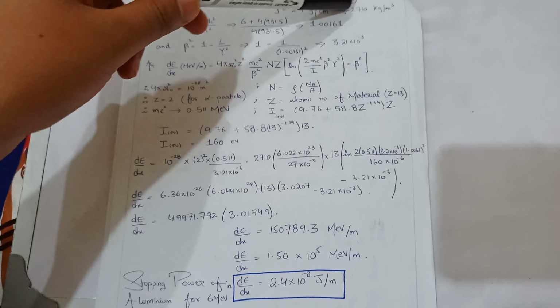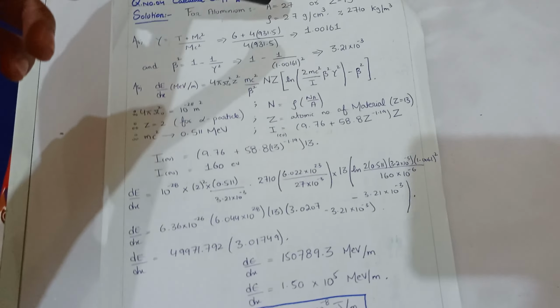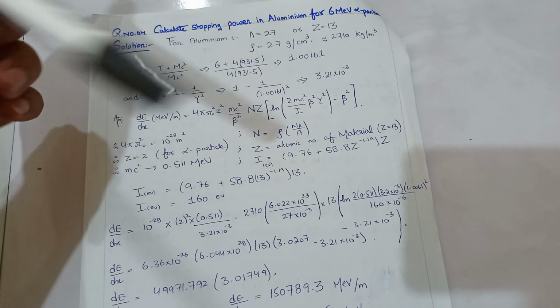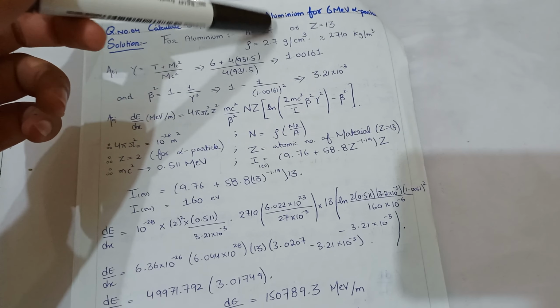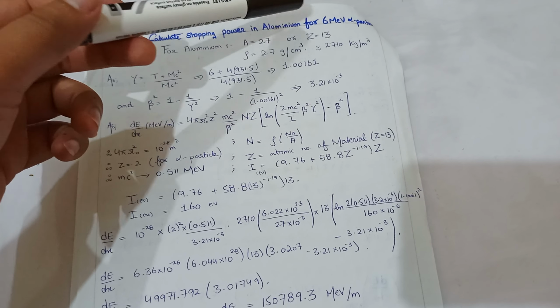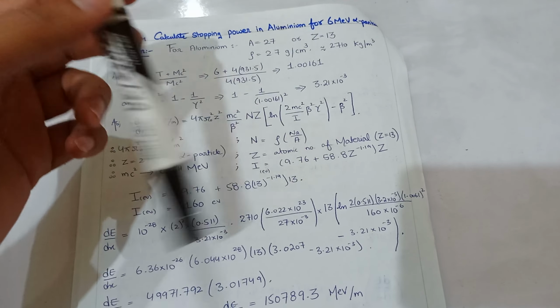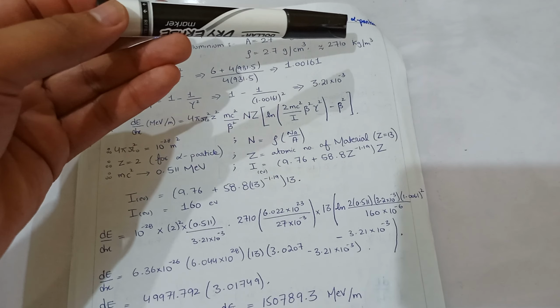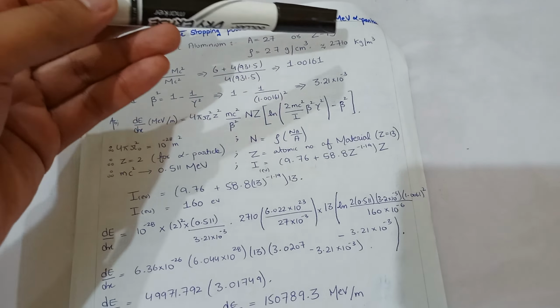As we already know, the mass number of aluminium is 27 and the density of aluminium is 2.7 grams per centimeter cube, okay, and the atomic number of aluminium is 13, and your density in kg is 2710 kg per meter cube, okay. And as we already know, the formula to find the gamma expression is T plus m naught c square divided by m naught c square. T is basically the energy, and m naught c square is a direct value we already know, which is 0.511.